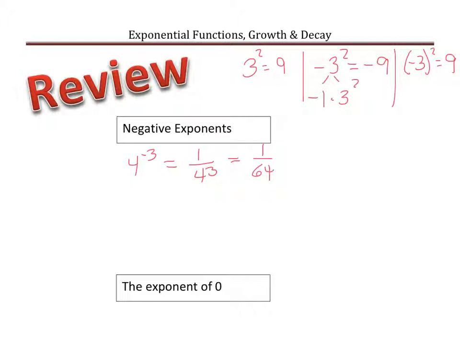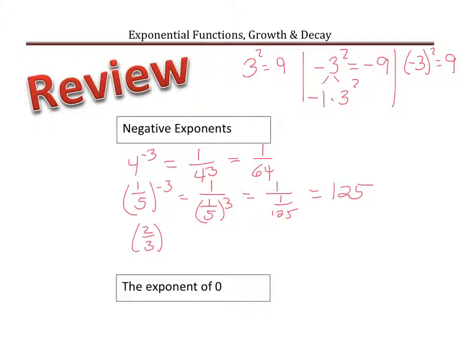Let's take a look at maybe a fraction. Let's say 1/5 to the power of negative 3. That would be the same thing as 1 over 1/5 to the power of 3, cubed. So that negative symbol here is just telling you to move this base to the denominator. Of course, this would equal 1 over 1/125, which equals 125. And let's now even look at a full fraction, 2/3 to the negative 3. That's saying 1 over 2/3 cubed, which is 1 over 8/27, which is 27 over 8.